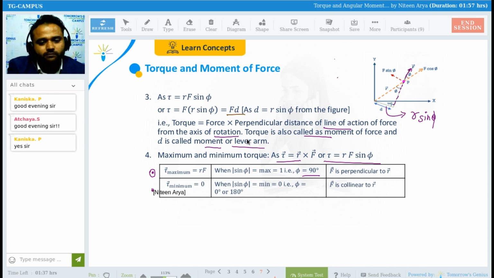As simple as that. Is this clear, everyone? So that is quite obvious. Whenever we have a cross product, the two physical quantities give the maximum result only if they are perpendicular, and they give the minimum if they are either parallel or anti-parallel. Parallel means the angle is 0 degrees or 180 degrees. So in both cases we can get the minimum. Clear?